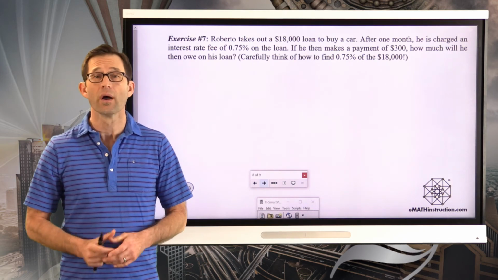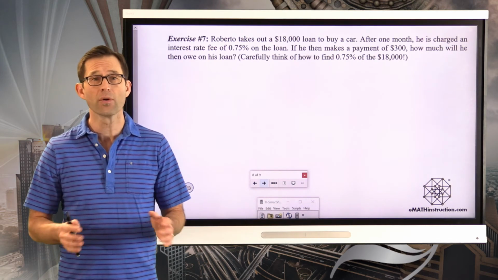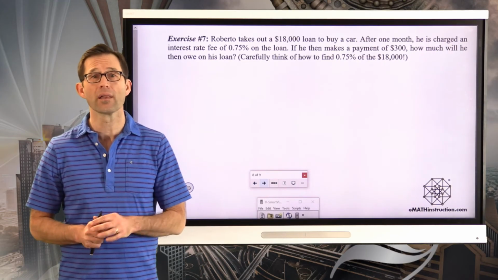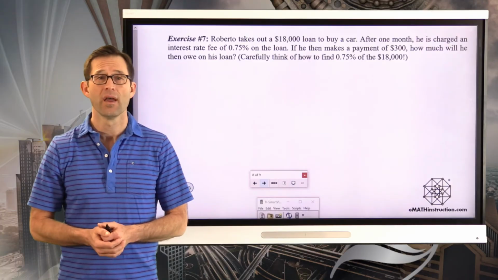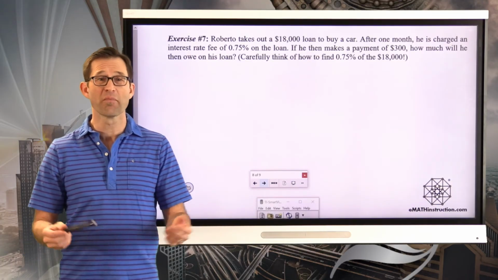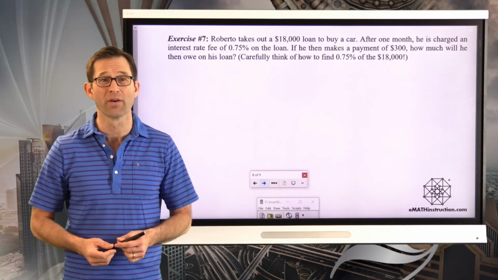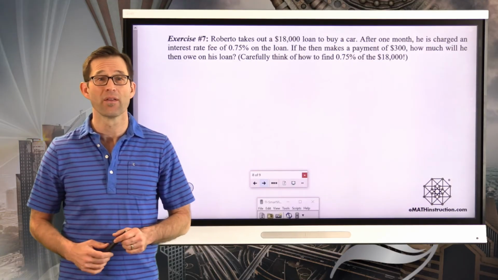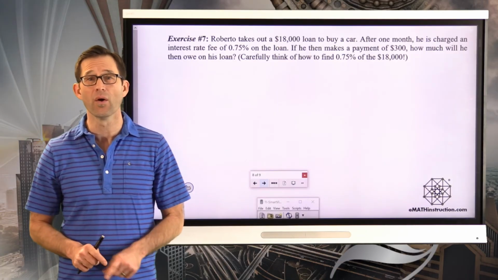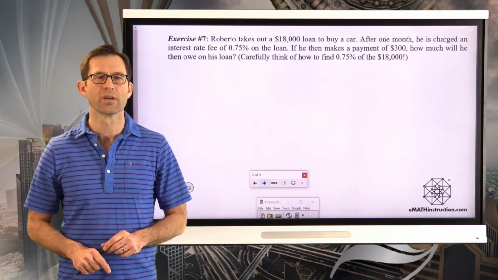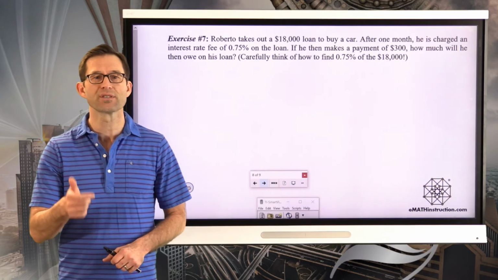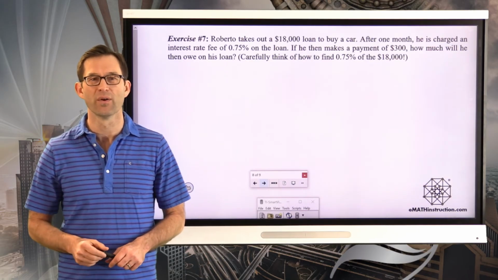All right, so this is the way loans oftentimes work, especially loans for cars and loans for houses, right? They give you a loan. After a month, they charge you interest. So they take a percent of that loan and then they increase how much you owe them by that amount. But then you make a payment, a car payment, a home payment, a whatever payment, right? And then that takes down the amount of money you owe. So what I'd like you to do now is pause the video and try to figure out how much Roberto is going to owe on his loan after that 1 month of both interest and payment. Pause the video now.